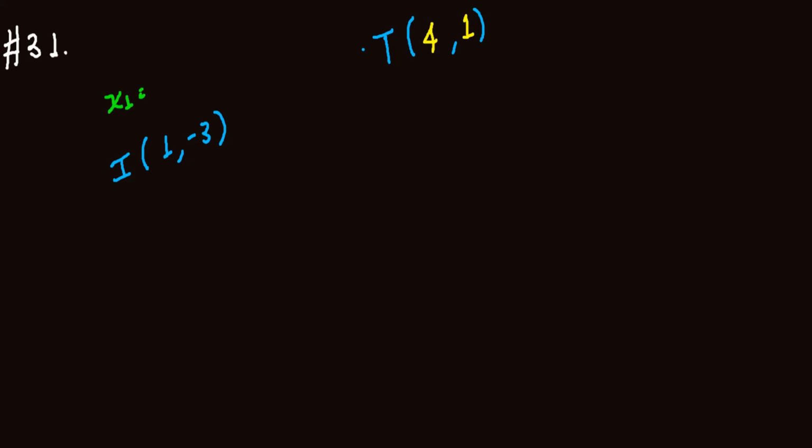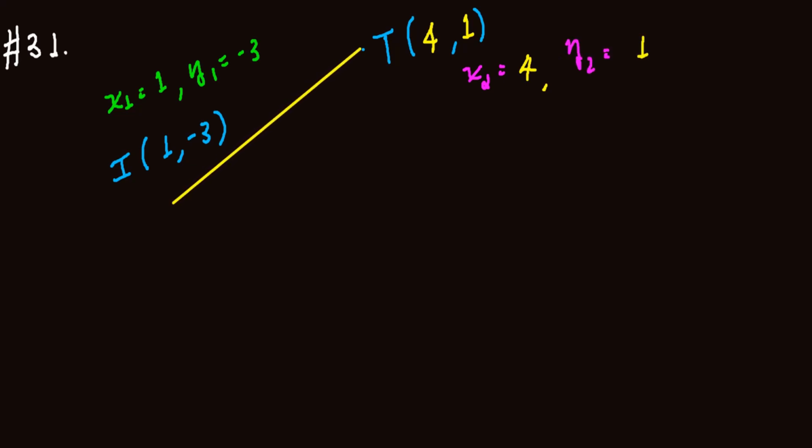So our vector has an initial point, let's say I, given by the first coordinate 1 and the second coordinate -3. Let's consider our terminal point as capital T, given by the first coordinate 4 and the second coordinate 1. Here x1 is 1 and y1 is -3. Also for the terminal point, x2 is 4 and y2 is 1.